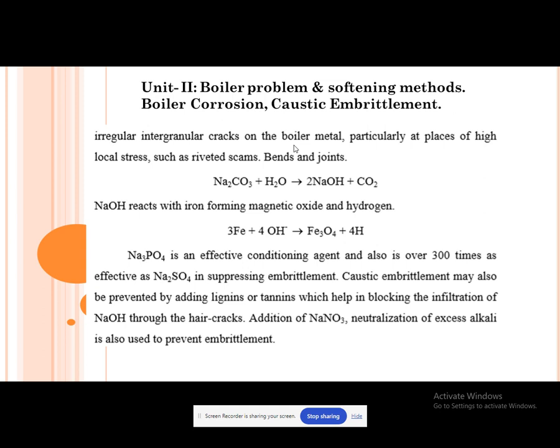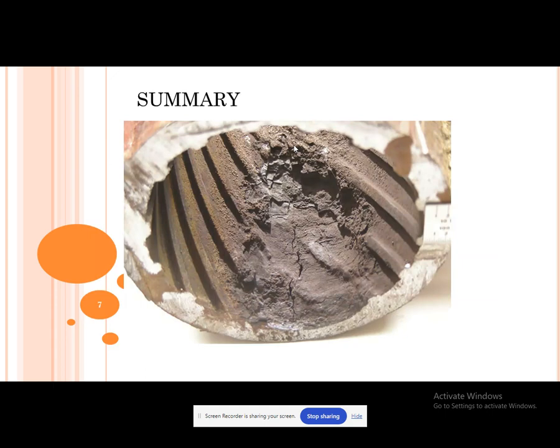Na3PO4 is an effective conditioning agent and is over 300 times as effective as Na2SO4 in suppressing embrittlement. Caustic embrittlement may also be prevented by adding lignins or tannins, which help in blocking the infiltration of NaOH through the hair cracks. Addition of NaNO3 and neutralization of excess alkali are also used to prevent embrittlement. This photograph shows how different types of corrosion make boiler metal brittle or corroded, with cracks and leakages. So that is the information regarding boiler corrosion.